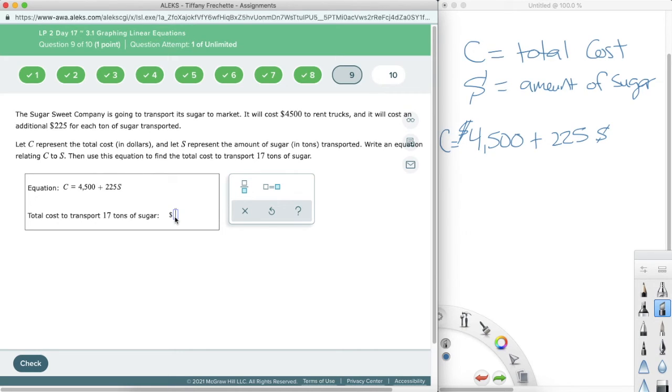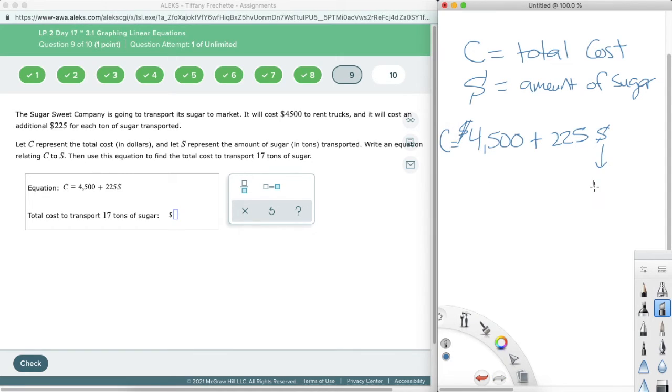Okay, so now we need to use this equation to calculate the cost to transport 17 tons of sugar. All right, well, we have our S then. We know that it's going to be 17 in this situation. And we're going to multiply that by 225. And then we're going to add that to the $4,500 that is going to be our cost no matter what. So we are going to go here, and for whatever reason, they don't have a calculator open on this one, but you could probably do this one without a calculator if you wanted to.